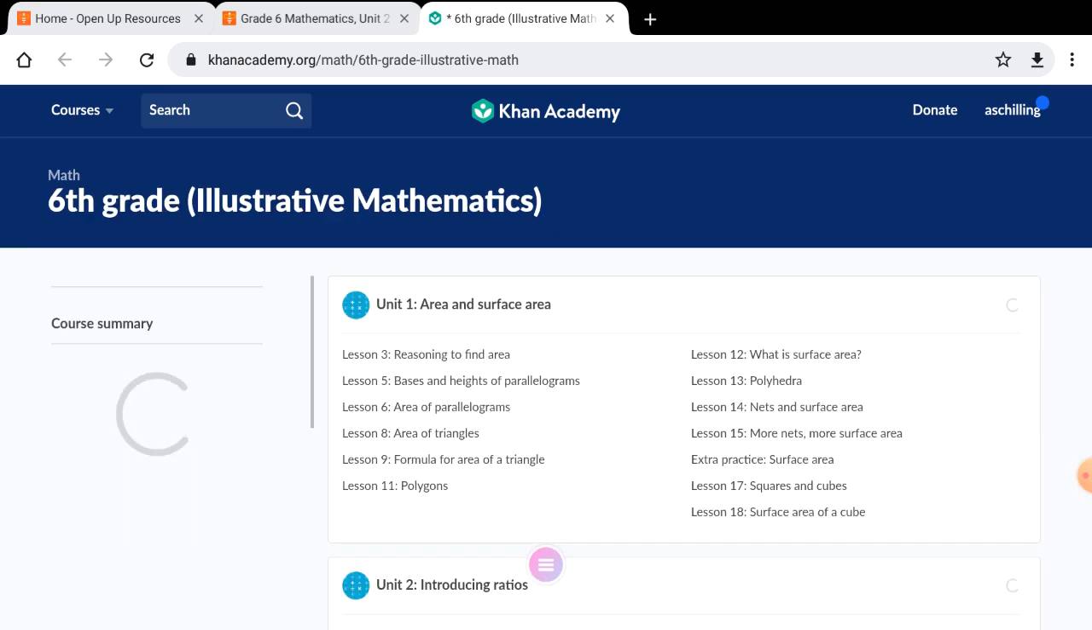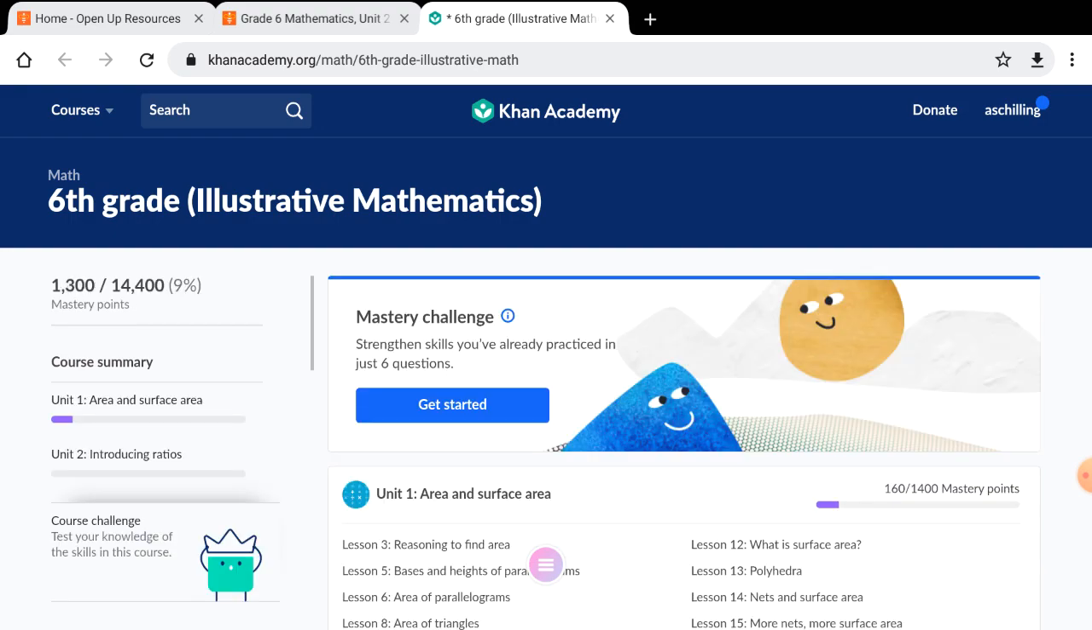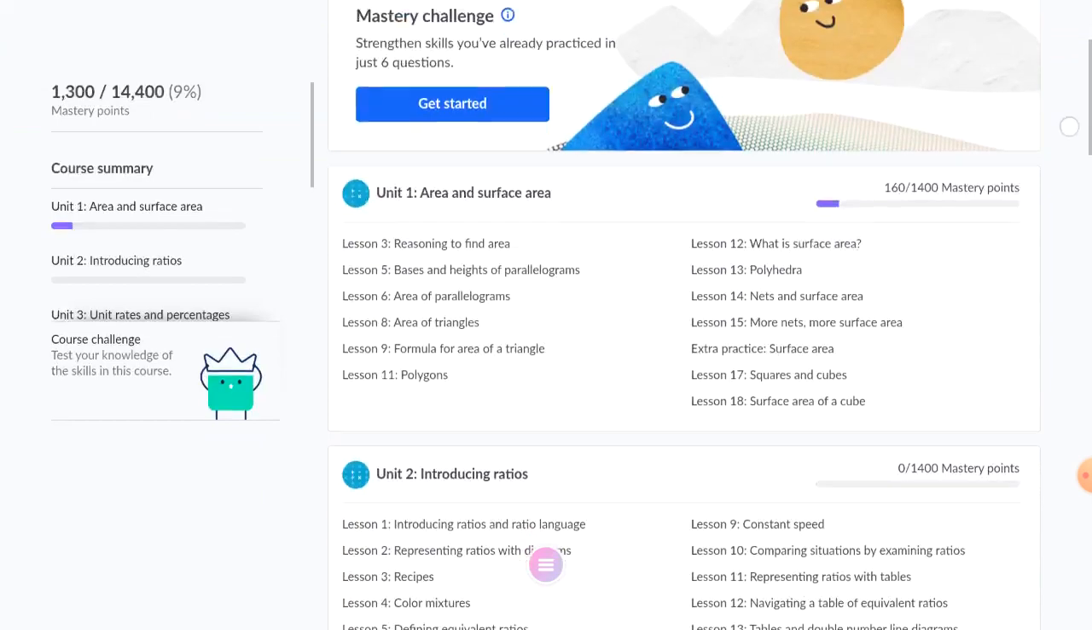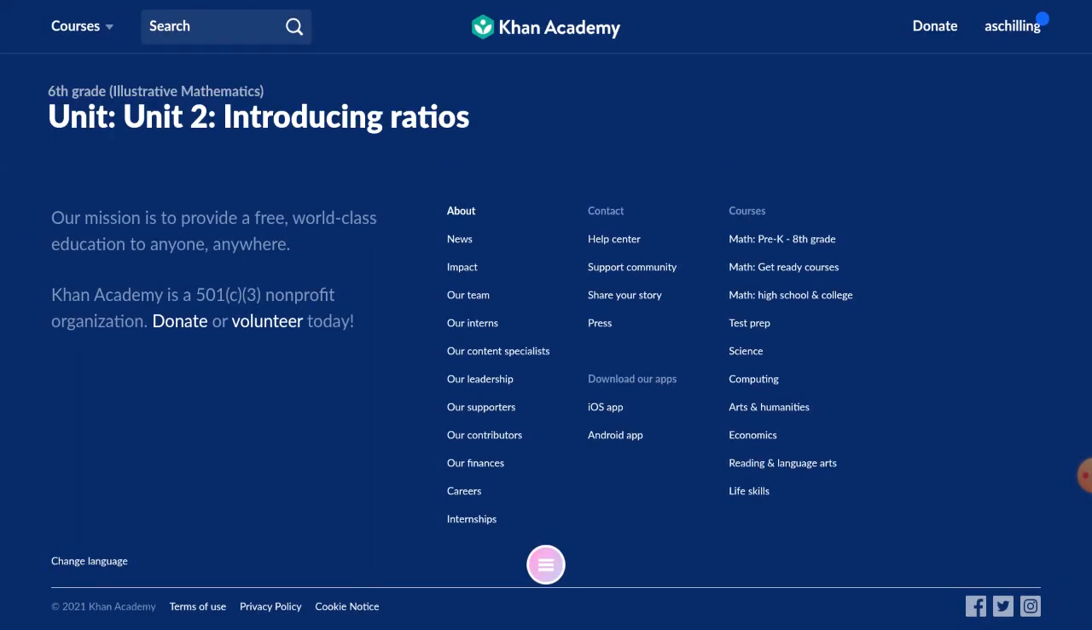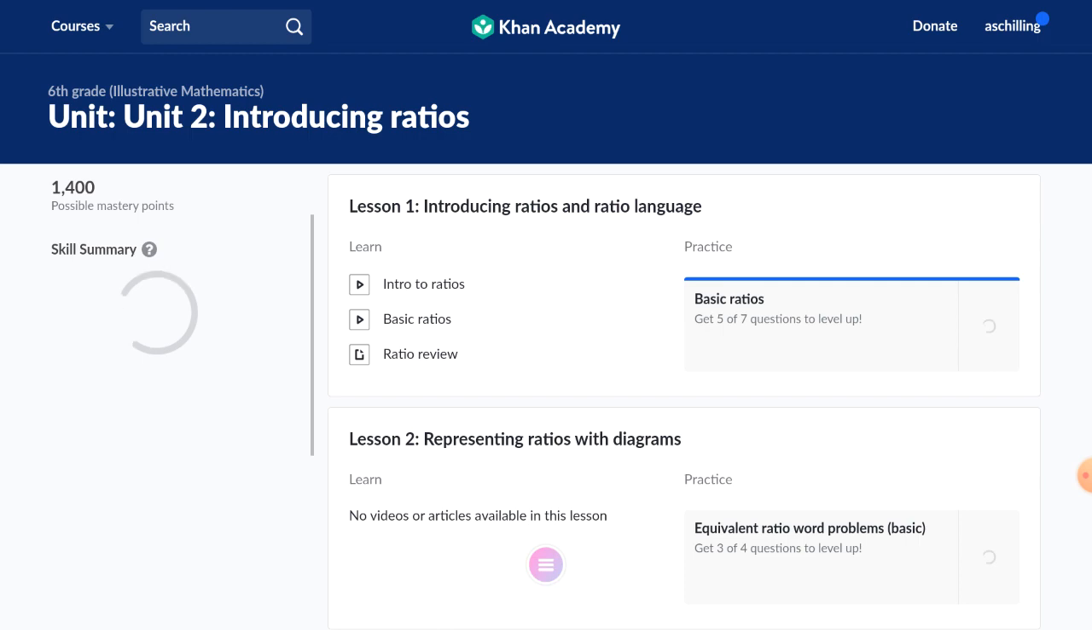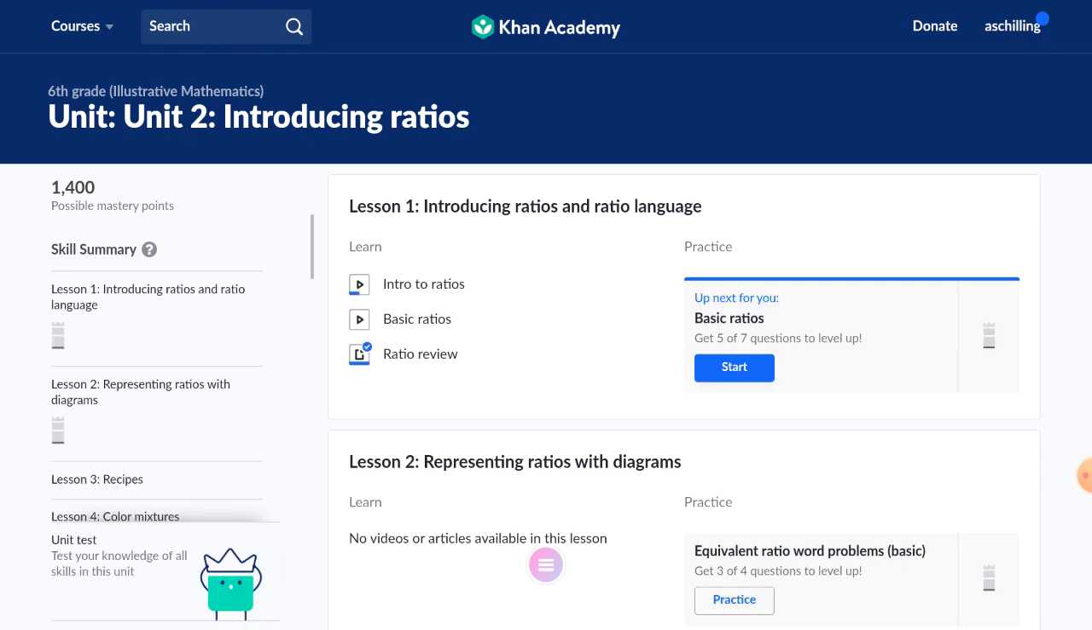What unit are we in? Unit 2. So there's Unit 1. We're going to go down to Unit 2. Our quiz tomorrow is over lessons 1 through 5. If you click on one, this is just an overview, kind of a table of contents. If I click on one of them, it takes me to a different page. I'll still see all of them, just in a different format. So here it says lesson 1 is over introducing ratios.